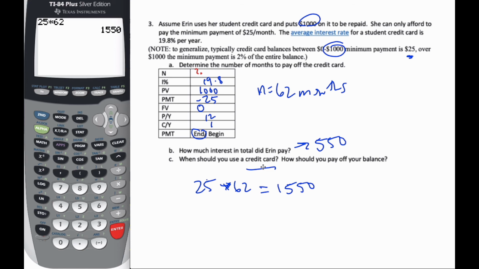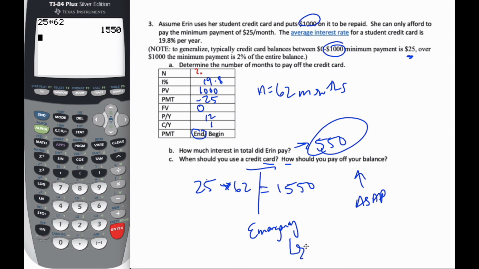So when should you use a credit card? Never, ideally. So really it's in emergencies. Okay, and how should you pay off your balance? You should pay it off as soon as possible. You only use your credit card if you actually have the money to pay it back, because paying this much interest is crazy talk. So you should always pay off your credit cards, and really only use them in emergency, unless of course you are trying to establish a credit rating, which is a longer story, but just be careful of them.